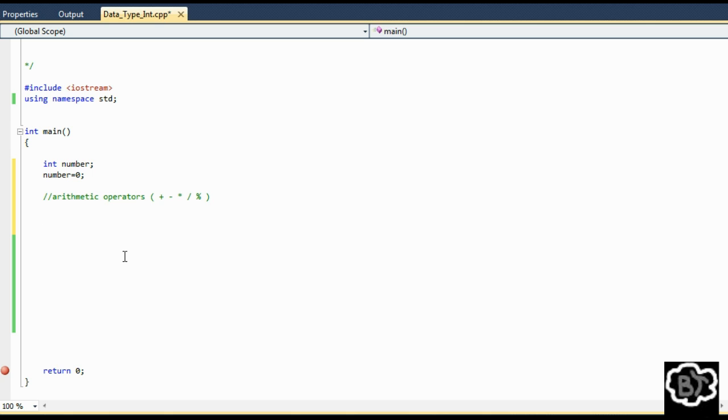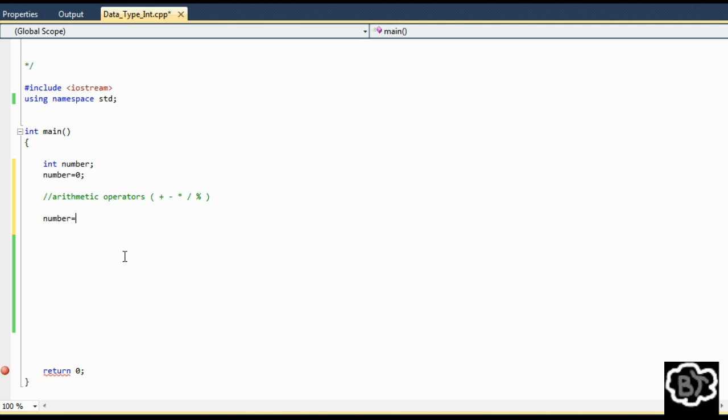And the percent sign, or the modulus sign as it's referred to in programming, is a really handy one. It gives you the remainder of a division. And I'll explain that more once we get to that. But these are your basic operators when using integers. And like I said, they're pretty easy to understand. Let's go ahead and play around with a couple of them.